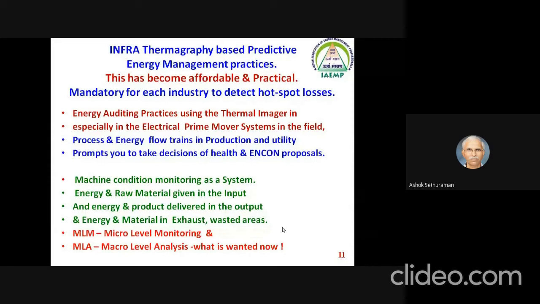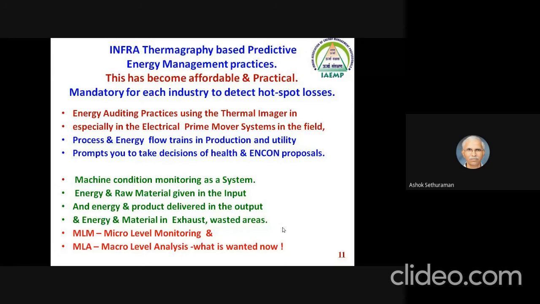So machine condition monitoring as a system, and energy and raw material: the production takes care of the energy and the raw material. Basically, the raw material and the output, the final product, they are taking care of. But the energy, what is inputted to the industry, what is distributed, what is used and what is wasted, this is where the energy auditor has to lay your hands to give a lot of inputs.